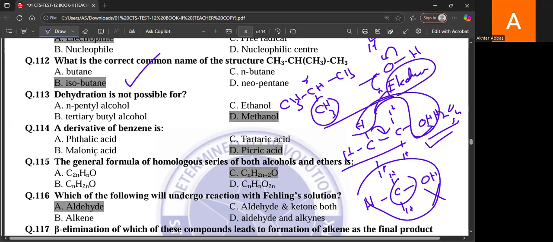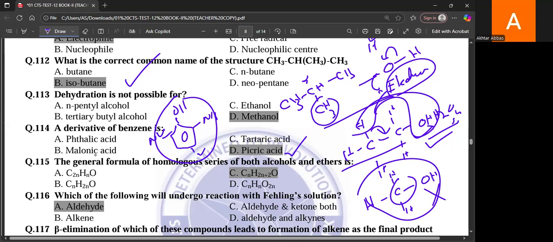Next one is 114. A derivative of benzene is picric acid. You are familiar with the formula of picric acid. Okay, so a derivative of benzene, we can place OH and NO2, NO2 and NO2. So picric acid is the derivative of benzene. All the other acids are not derivatives of benzene.